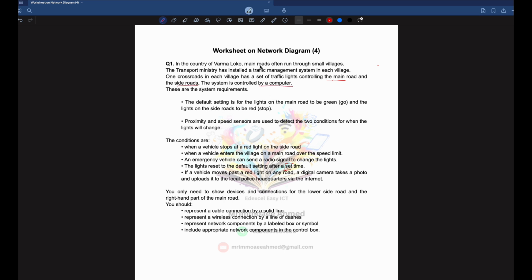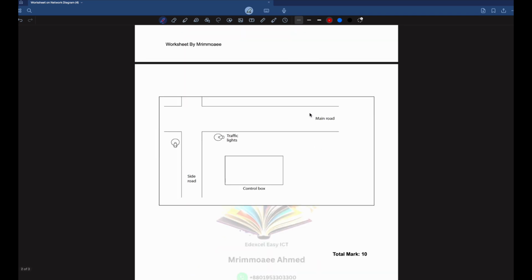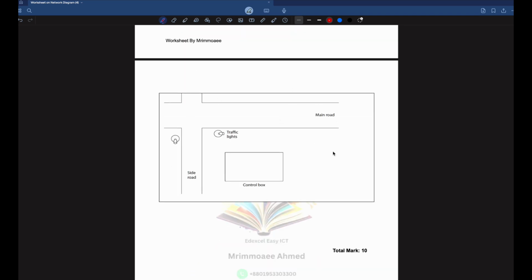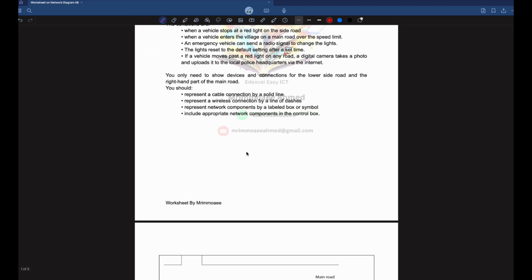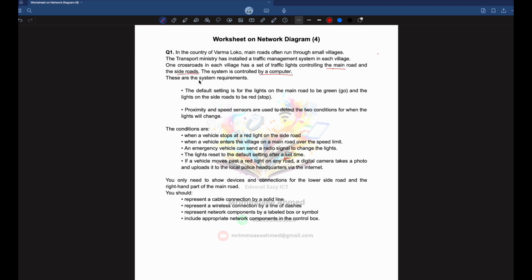It is controlled by a computer, and they already provide us a diagram which is like this. There is a main road, there is a side road, this is the traffic light, and this is the control box. Here is the system requirement. The default setting is for the light on the main road to go green and the light on the side road to be red. That means when the main road traffic light goes green, during that time the light for the side road should be red, which means stop.